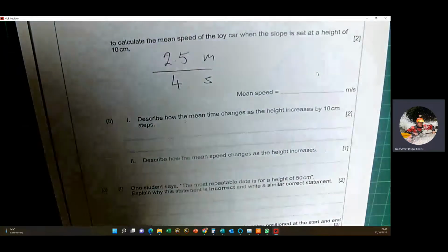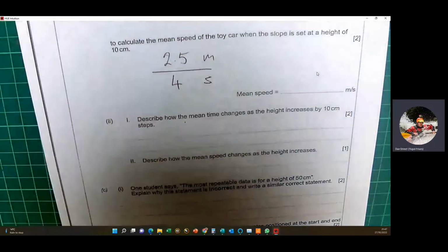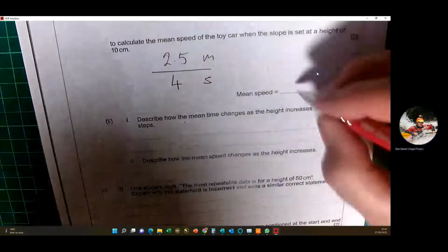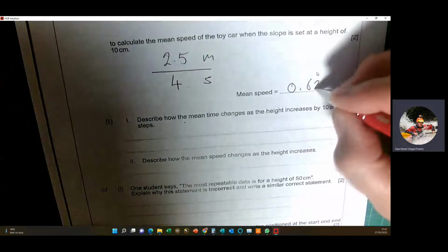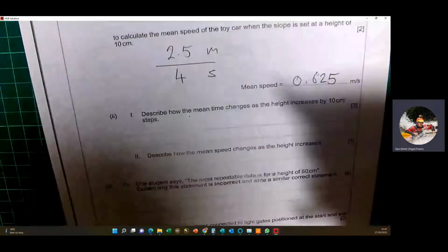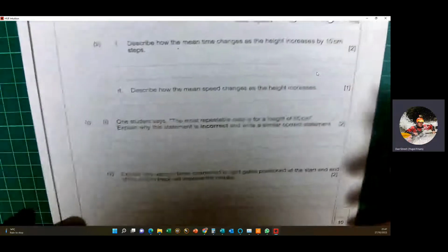Okay, so if we turn to the final page, we need to know the distance travelled was 2.5 meters, and the mean time is 4 seconds. Okay, and that gives us an answer of 0.625 meters per second. So 0.625 meters per second. Okay, so move on to the next one.